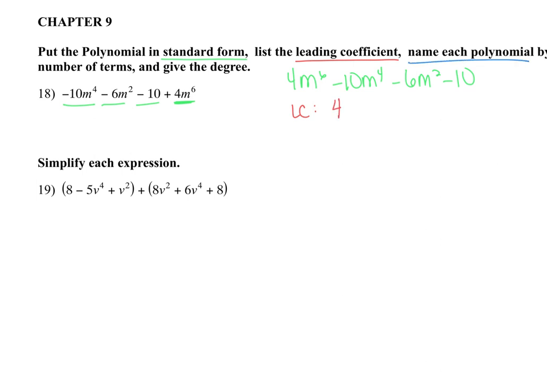Name the polynomial by number of terms and give the degree. It's a 4-term polynomial. Remember, we have monomial, 1, binomial, 2, trinomial, 3. After that, you just tell me the number of terms. And the degree is this highest exponent that I listed. So I'm going to look again at that first group and give me the exponent for the degree. The degree here is 6.